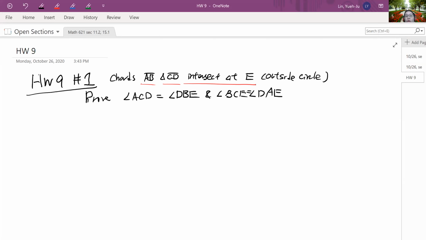Okay. So the problem is that they didn't say that it's a specific quadrilateral in the circle or something. They didn't specify the order of the chords, like the points. So it turns out that technically there are two cases that you need to consider. So case 1: once you fix a certain order of points, right?